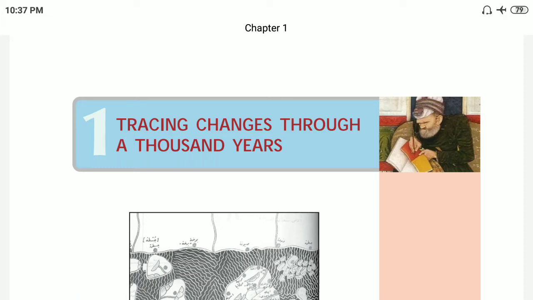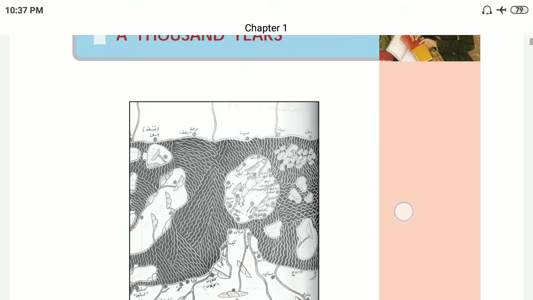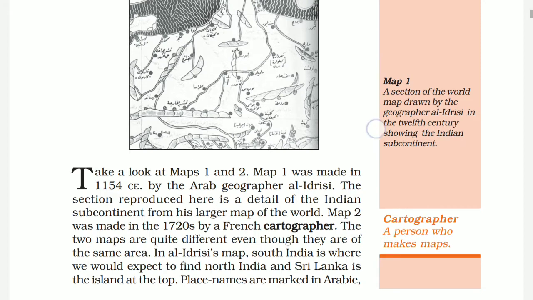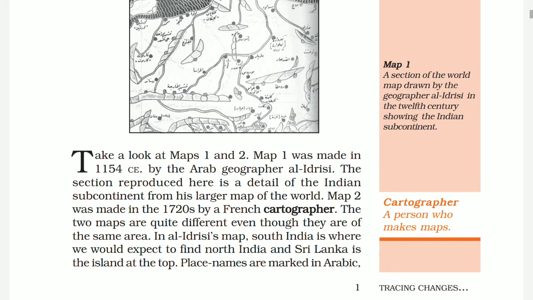This is for the class 7 chapter first of history, tracing changes through 1,000 years. So in this chapter we are going to study about 730 to 1720, right, the history. So you look at the map here, it shows that it was made in 1154 CE by a geographer Al-Idrisi.